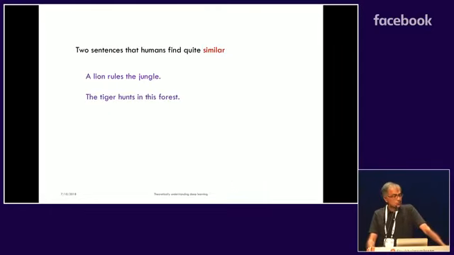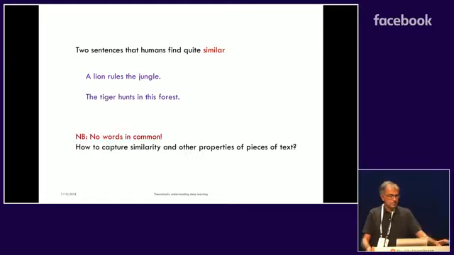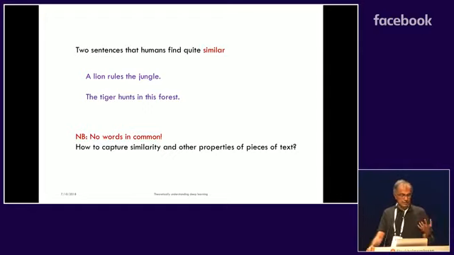So what is text embedding? Think about sentences that humans find quite similar. Let's say, a lion rules the jungle, or the tiger hunts into this forest. Humans find these very similar. But notice that they have no words in common, and so you want to capture similarity and other properties of pieces of text. That's the goal of text embeddings. They capture the essence of text, more than just the word information. So it's some high-level description of this text.